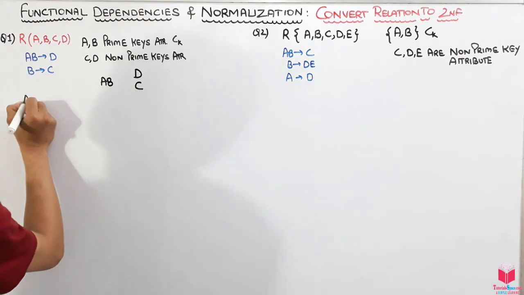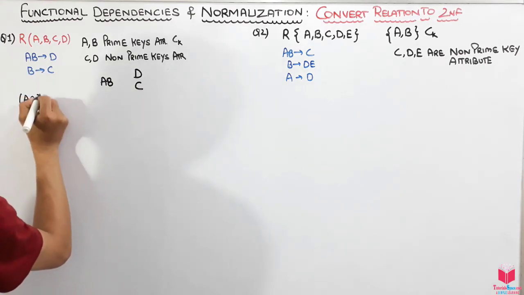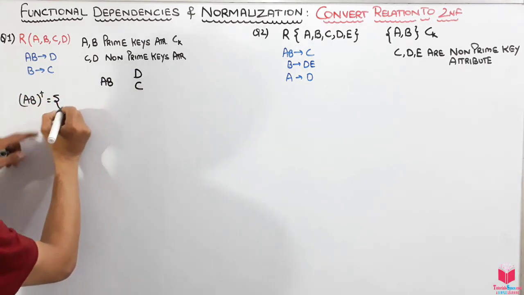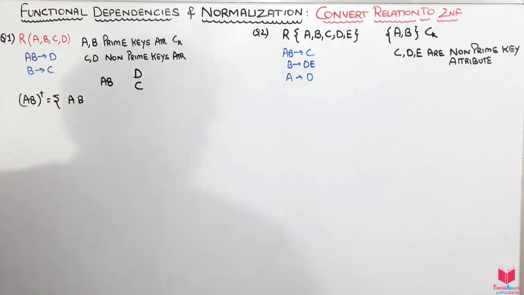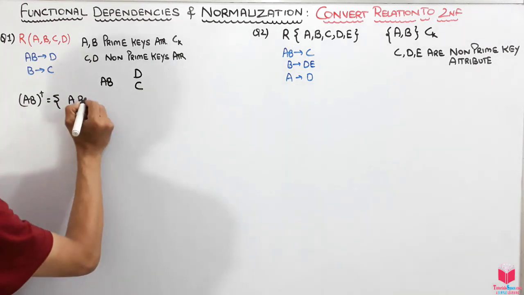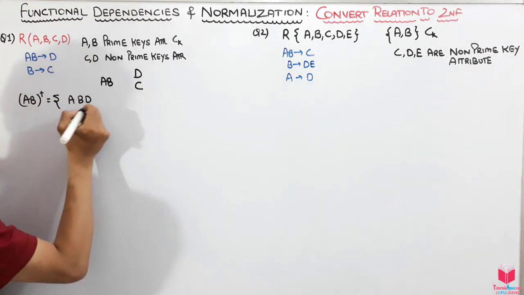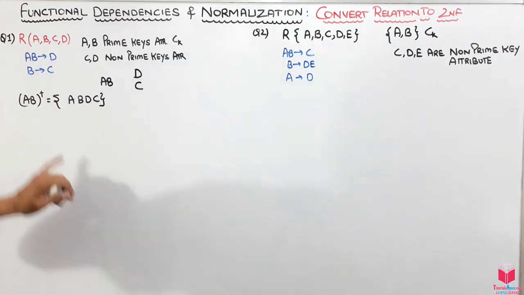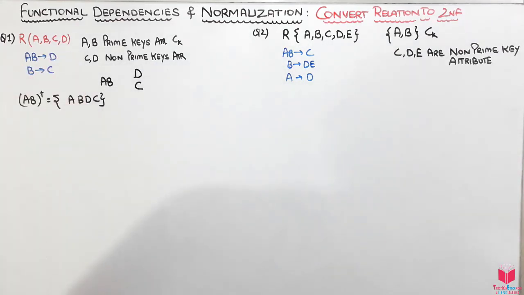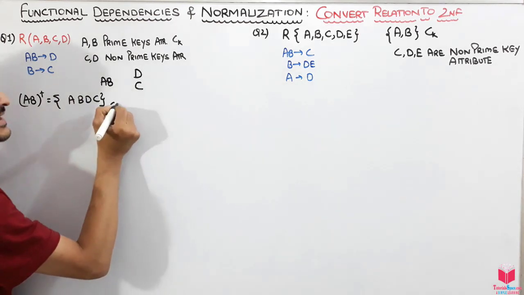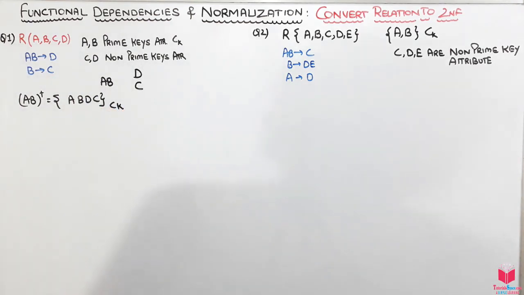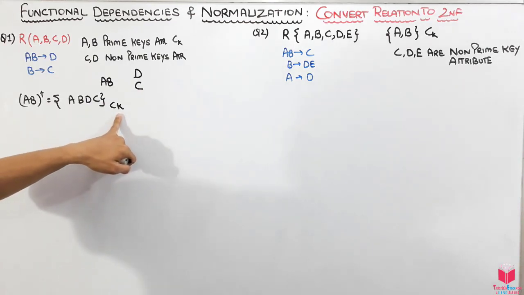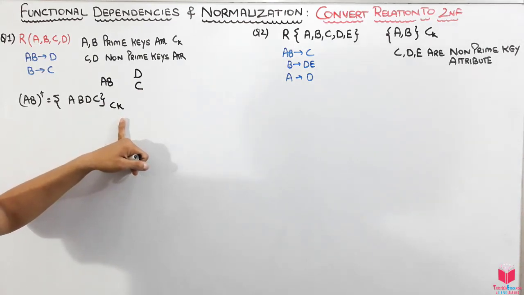So we will find the closure of AB. From AB I can get AB at least, and from this functional dependency, from AB I can get D, and from B to C. That means the closure of AB gives all the attributes of the relation. That means AB is a candidate key. That verifies it. After finding the candidate key, what is the next step?